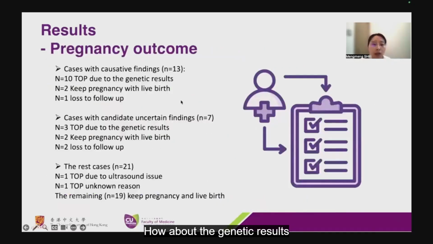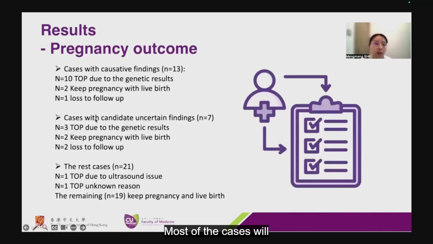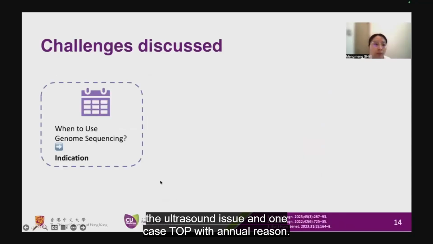So how do the genetic results impact the pregnancy outcome? Obviously, for the cases that have causative findings or highly candidate and uncertain findings, most of the cases will choose termination of the pregnancy, while for the cases without any genetic findings, most of them will keep the pregnancy and result in live birth. There was only 1 case of TOP due to the ultrasound issue, and 1 case of TOP with unknown reason.